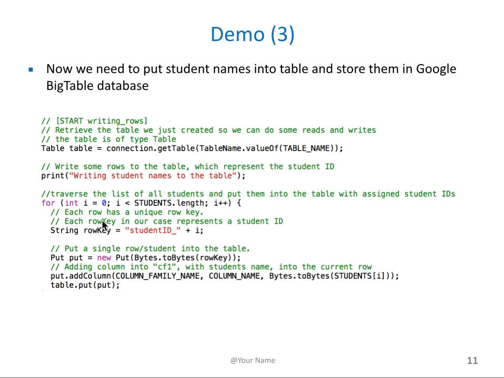The way we do this, we have our string array of all the students and we traverse them from the first one until the last one, and each row will have a unique row key, which is the student ID. This way we can assign each student name with a student ID, and we do it 10 times. Each time we traverse it, the string row key will be changed to a different variable, and each time the data will be put inside our BigTable table.